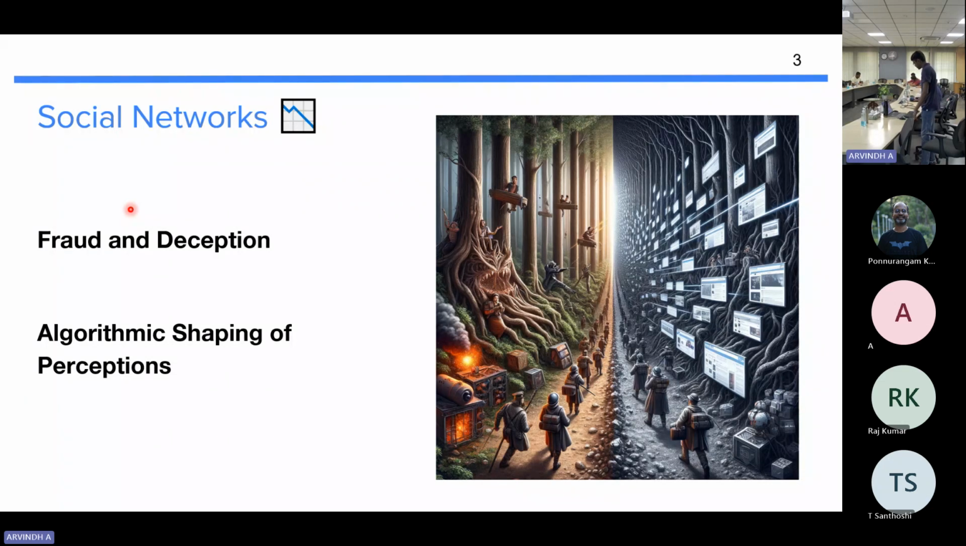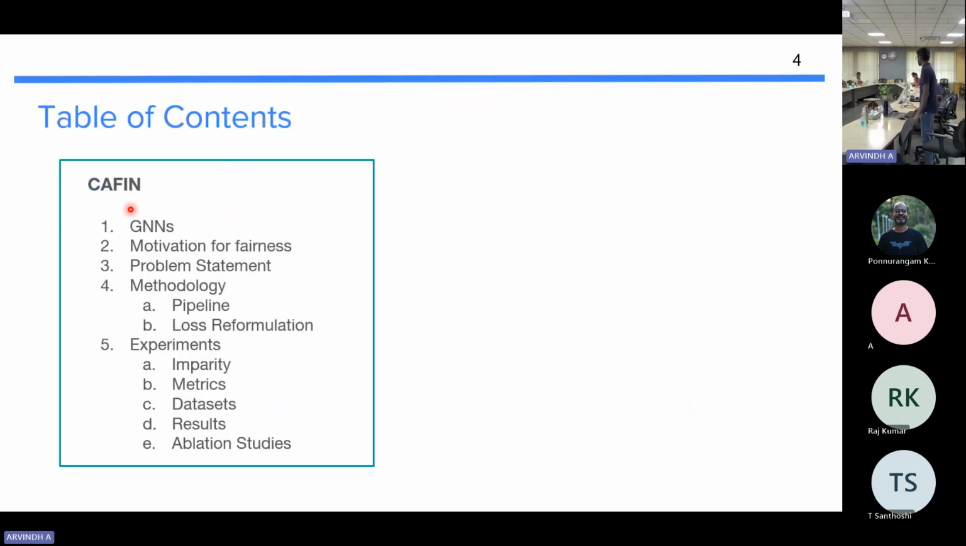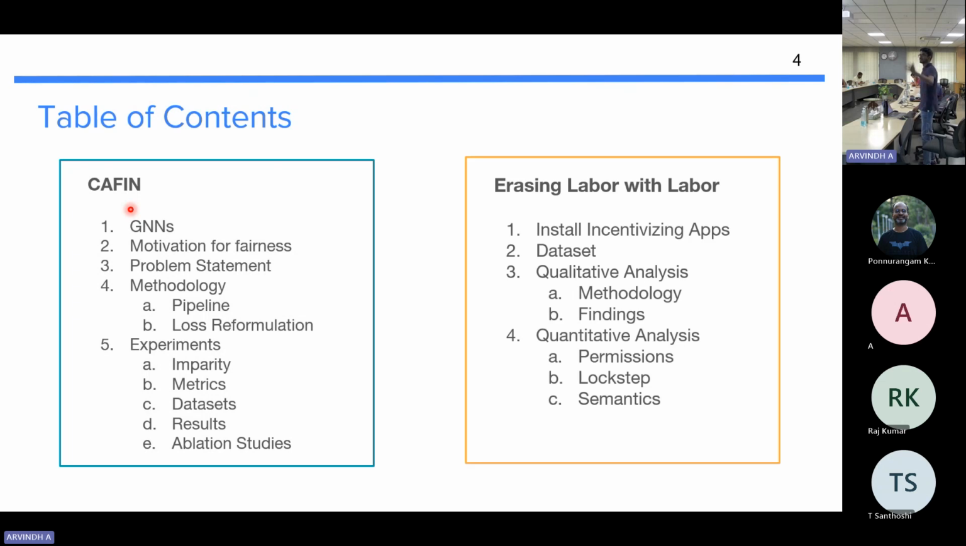So in this thesis, I'll be looking at two specific aspects. One is fixing the tendency of algorithmic systems to produce biased outputs. And the other part is detecting deceptive design practices and identifying groups of fraudulent users in Google Play Store. The first part is covered by a work called CAFIN, and the second one is called Erasing Labor with Labor. This is a quick overview of what to expect. First I'll be covering CAFIN, and this is basically the flow. Once that's done, I'll be moving on to my second work, Erasing Labor with Labor.